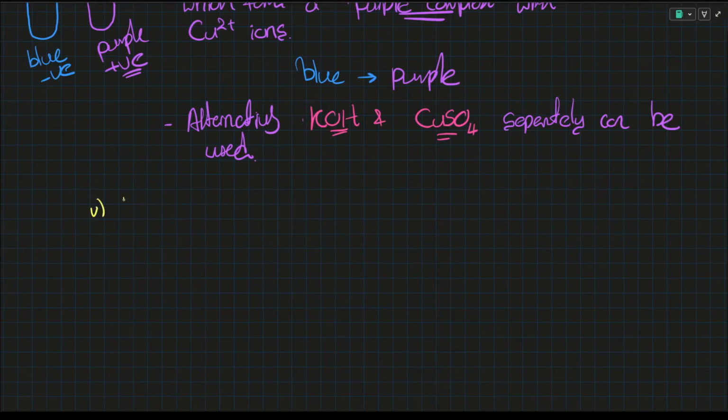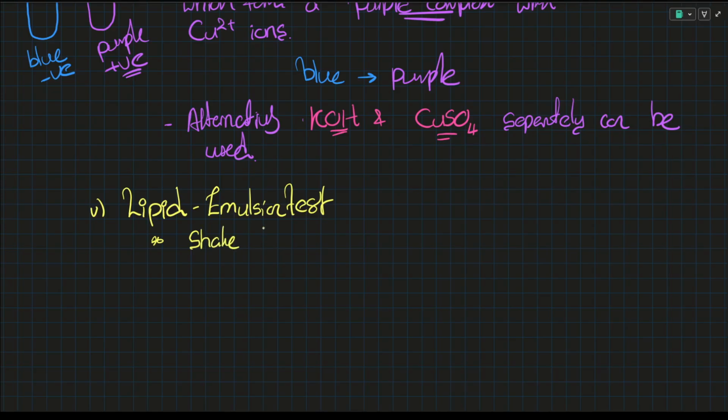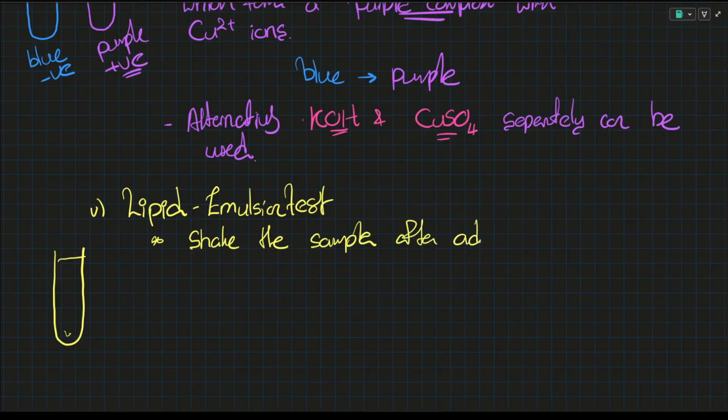Moving forth to the final test, where we are going to be testing for lipids. You can call it the lipid test, or there's a better term for it: the lipid emulsion test. It's a better way of saying it. When it comes to the lipid emulsion test, it's very simple. You have the sample in a test tube, a little bit of lipid, and you shake the sample after adding ethanol.